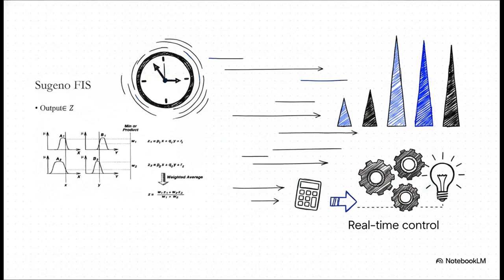Instead of outputting a big, clunky 2D shape, the rule consequent is just a mathematical function or a constant. Visually, this creates a singleton spike. It's unity at one particular point and zero everywhere else. And because the outputs are just these simple spikes, the system can defuzzify the results almost instantly using a straightforward weighted average. It is a massive computational shortcut, making it perfect for dynamic, real-time control problems.